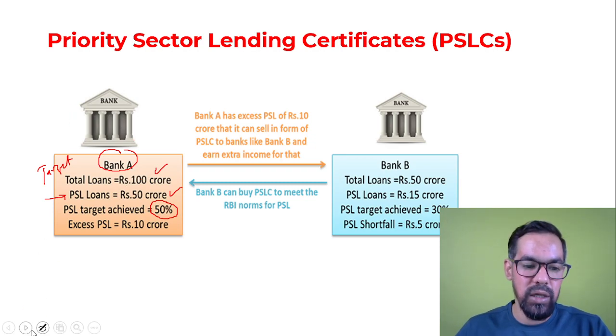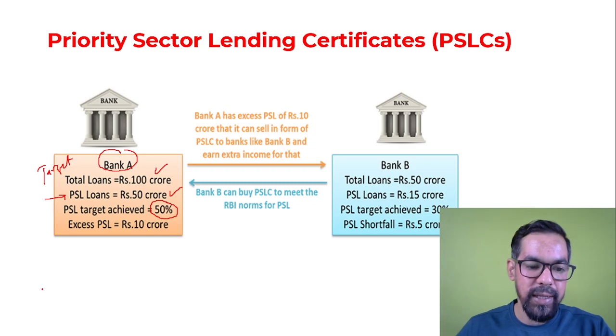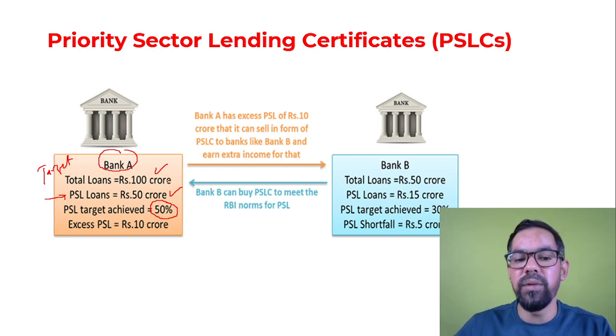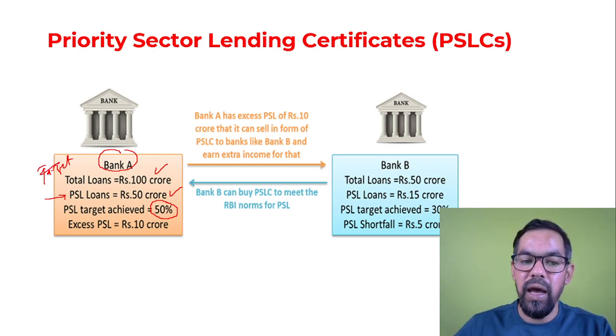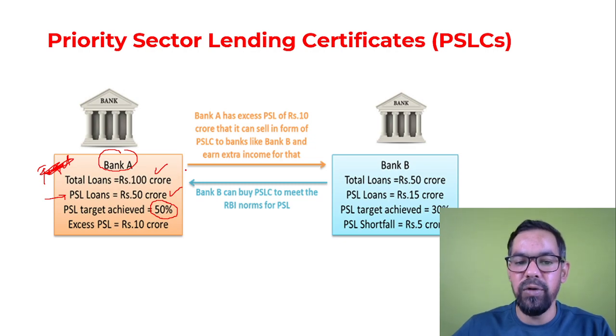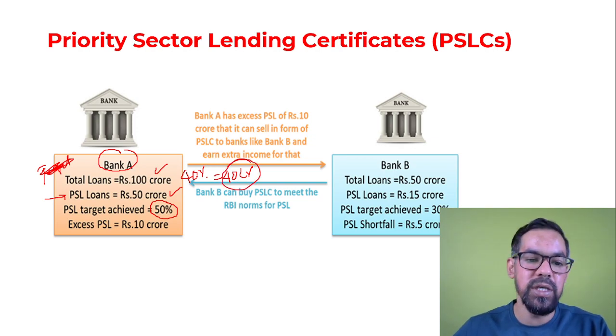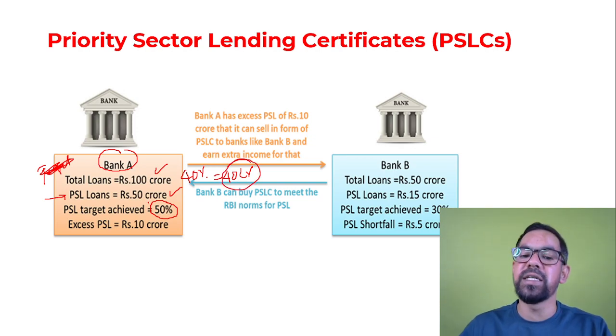Okay, so the total loan given by the bank is 100 crore rupees. Out of this, they have to lend 40% in PSL, which is equal to 40 crore rupees. So their actual target was 40 crore rupees. They lent 50% in PSL, so they achieved the target, and their excess is 10 crore rupees.